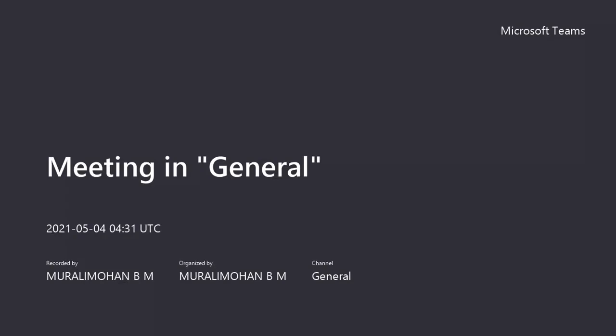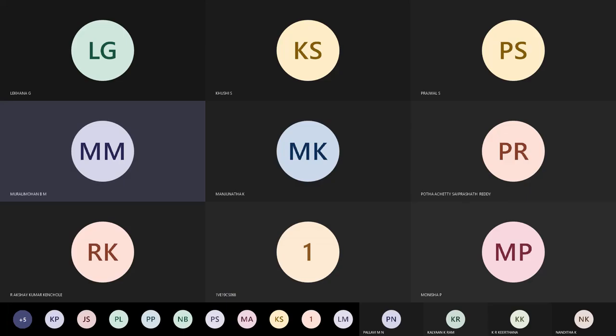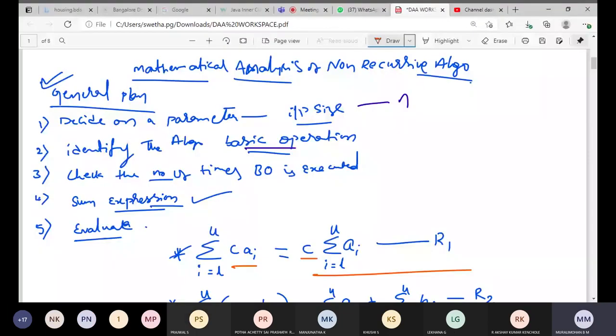Discussing the mathematical analysis of non-recursive algorithms. First we learned the general plan, right? So what is the general plan? First decide on the parameter, that is the input size. What is the size of the input?